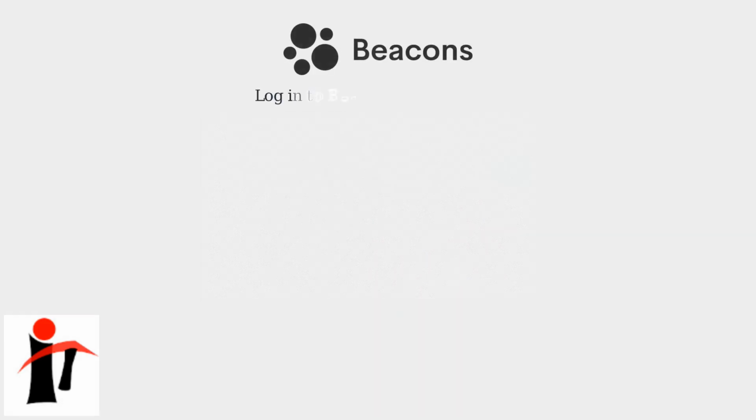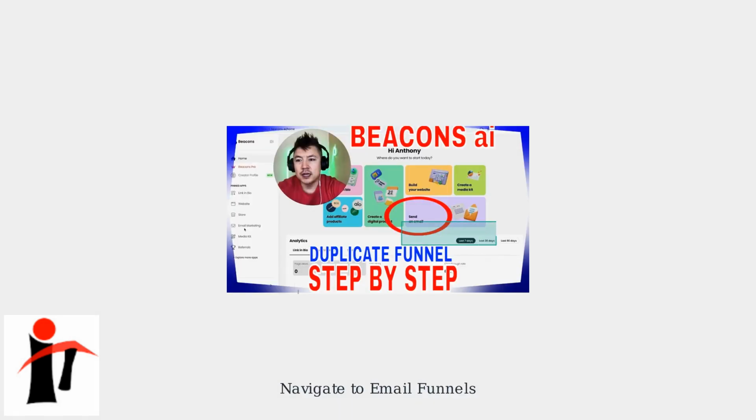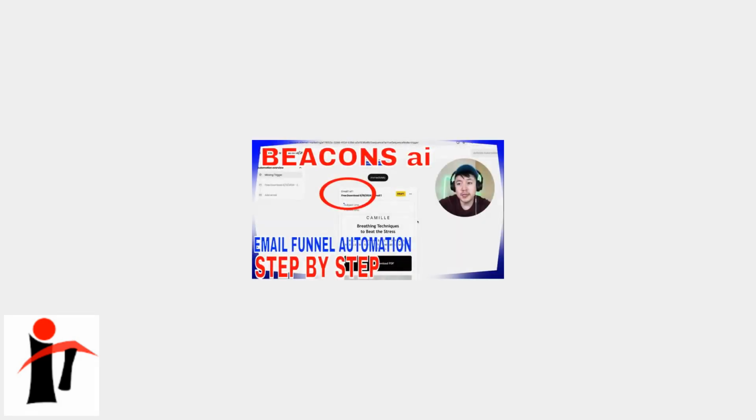First, log in to your Beacons.ai dashboard. This gives you access to all your email marketing tools and funnels. Once logged in, navigate to the email funnel section in your dashboard menu. This is where all your existing funnels are listed. Locate the specific funnel you want to duplicate from your list of email funnels. Each funnel shows its name and basic details.